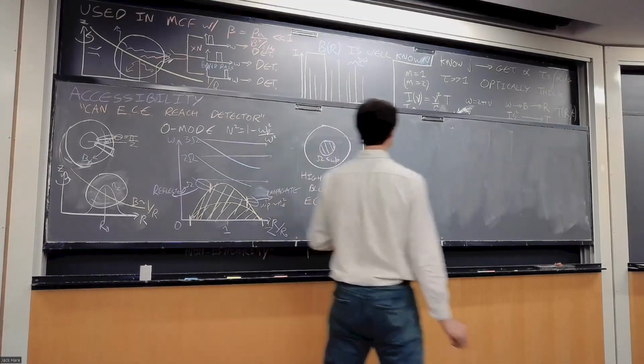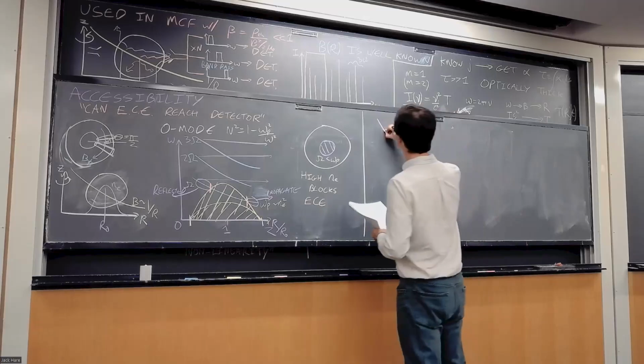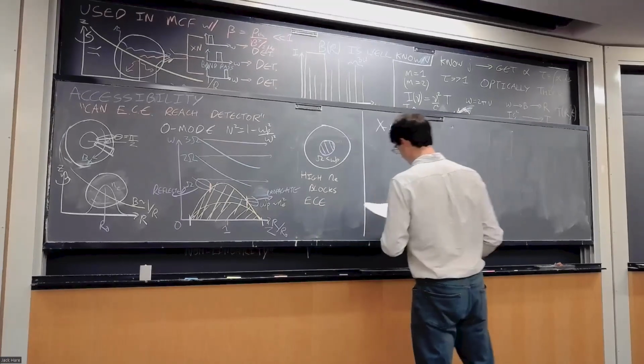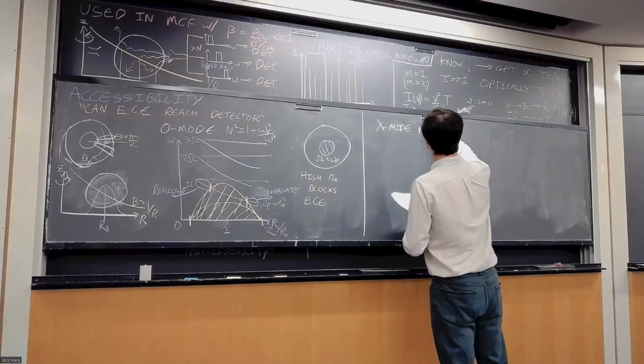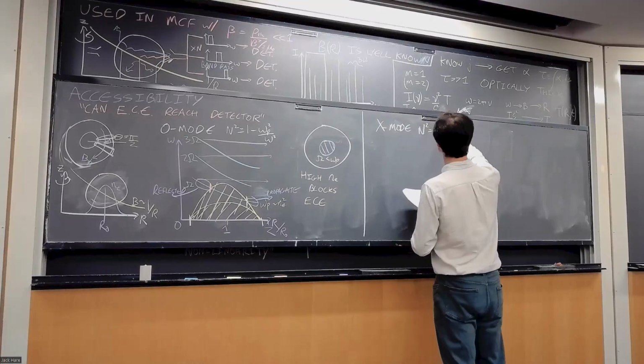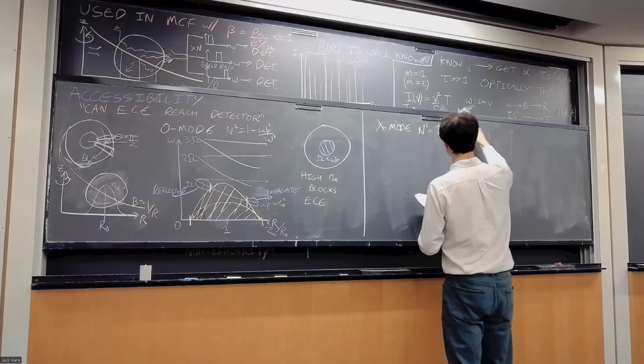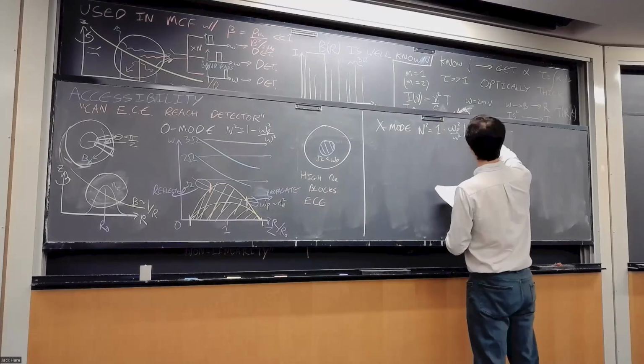Good. Right, let's do the X mode. So the X mode has n squared equals 1 minus... you really shouldn't write this down, we've talked about it loads before, I just want to write it on the board so that we are staring at it a little bit.